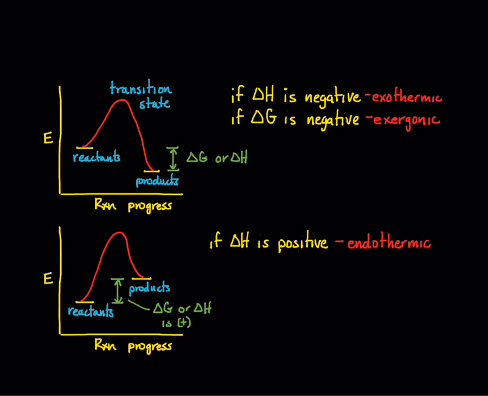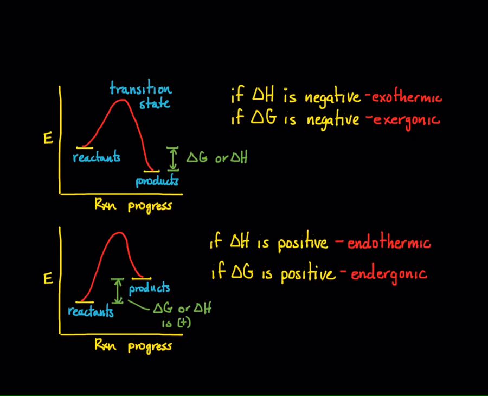And again, we're going to have a new terminology. When delta G is positive, it's called an endergonic reaction. So a couple of new terms you may not have heard before: exergonic when delta G is negative, endergonic when delta G is positive. All right?